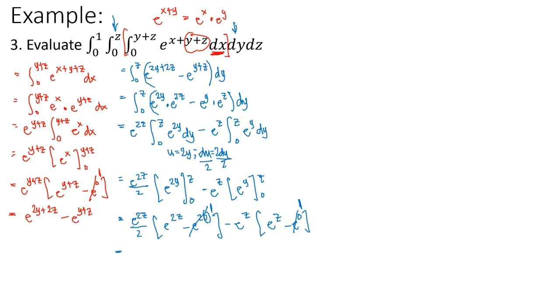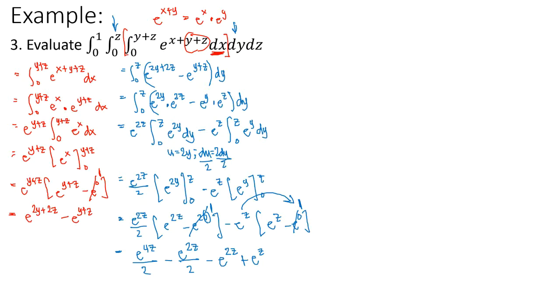So what we have left here is 1 half e raised to 2z times e raised to 2z, which is e raised to 4z over 2, minus e raised to 2z over 2, because we have to multiply this with 1. Minus e raised to z times e raised to z. This is e raised to 2z plus e raised to z. E raised to z times negative 1 is e raised to z.